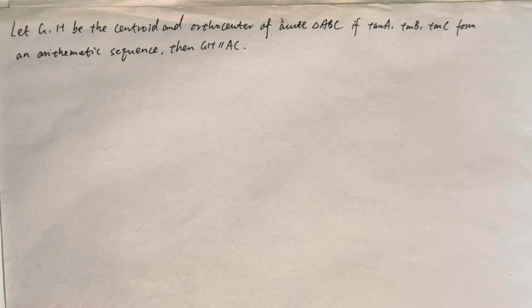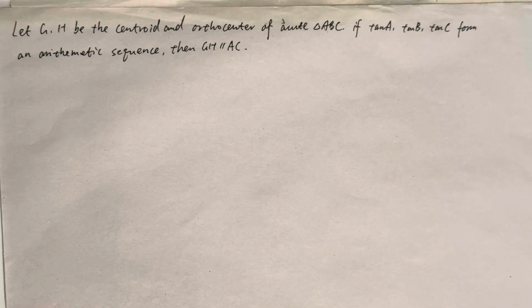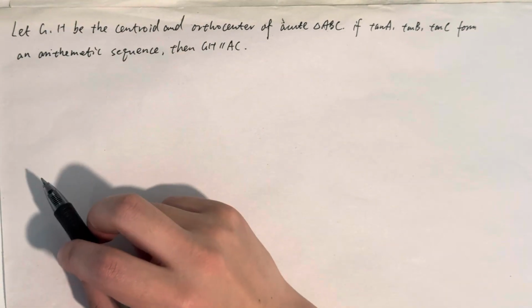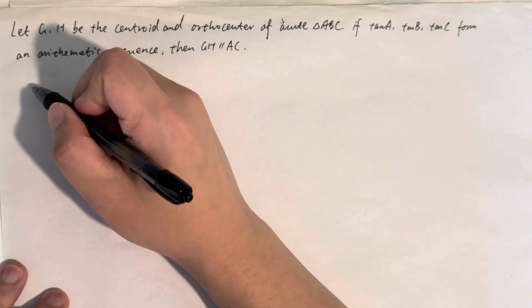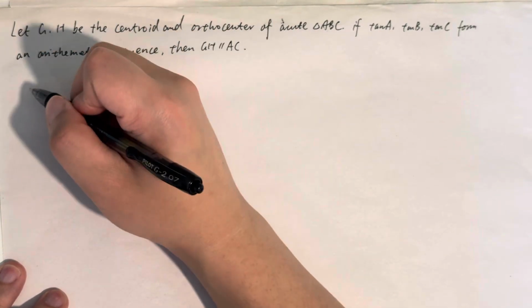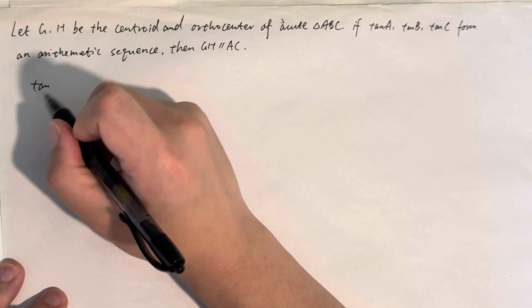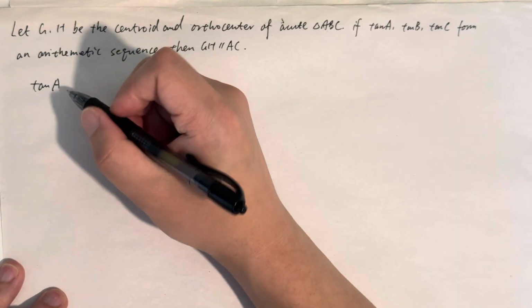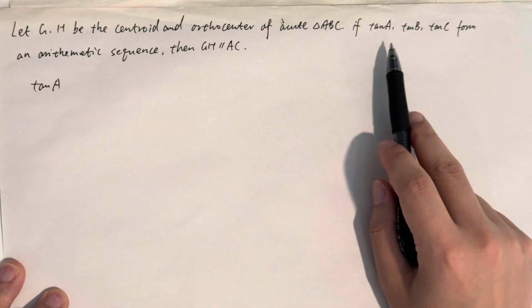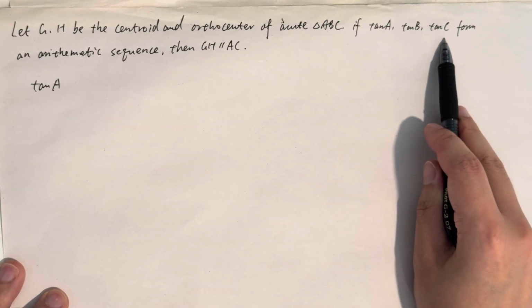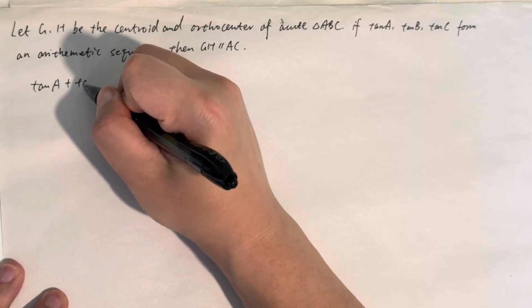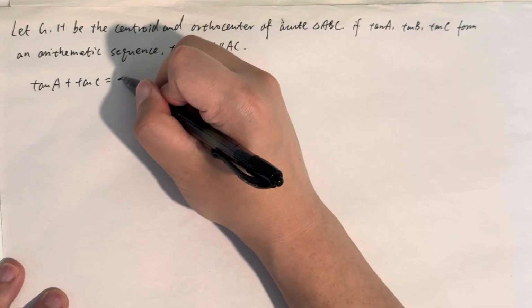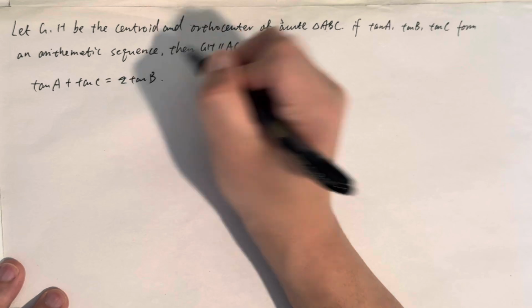Here we need to use conclusions that we got before. We actually derived how to get it before, but here I won't derive it again. I'll just write it down. So we know that tangent A, tangent B, tangent C form an arithmetic sequence. That means tangent A plus tangent C equals twice tangent B, right?